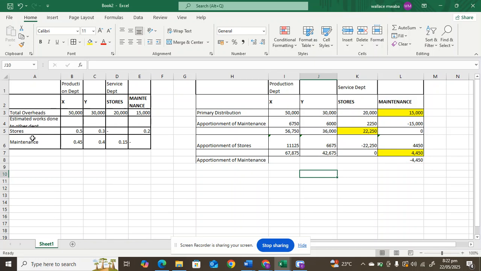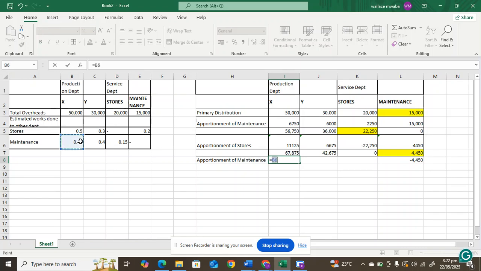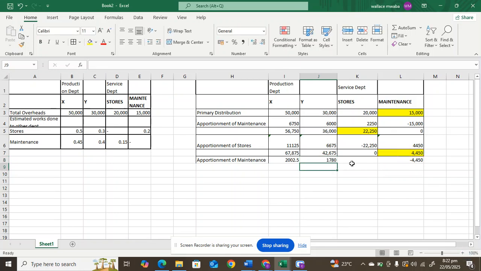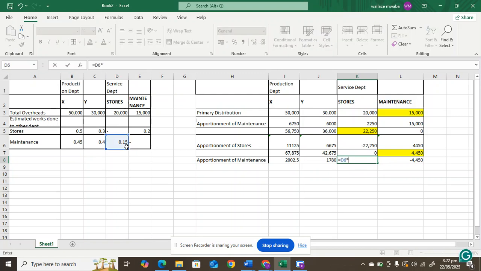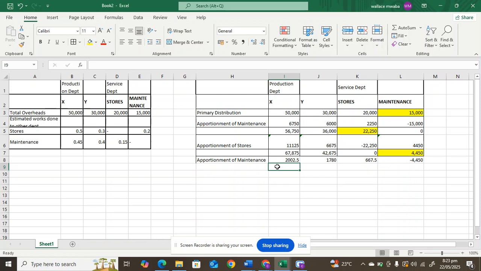Okay, so we still use the same information here from our table. Department X gets 45%. So I say 45% of 4,450. We get 2,002.5. Department Y gets 40%, so say 40% of 4,450, 1,780. Then stores gets 15%, so it's 15% of 4,450, 667.5. So we get our new totals.